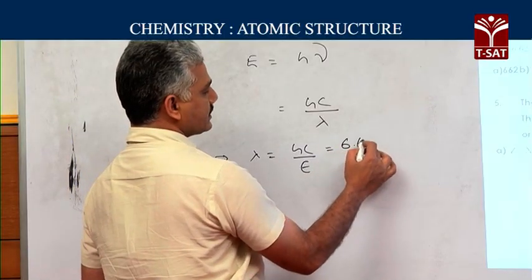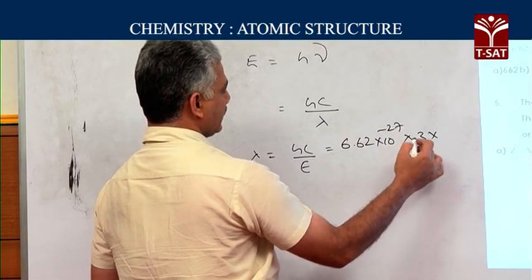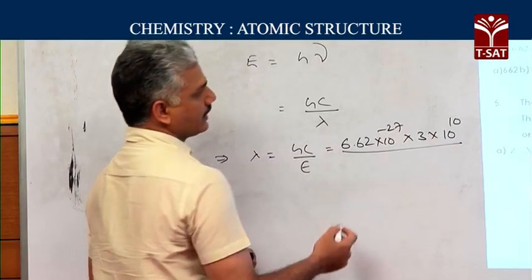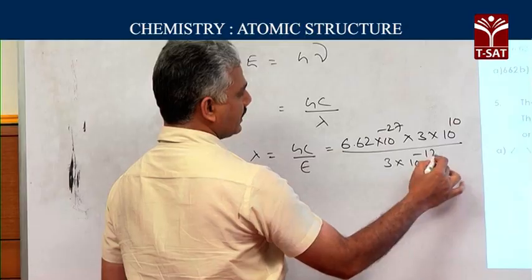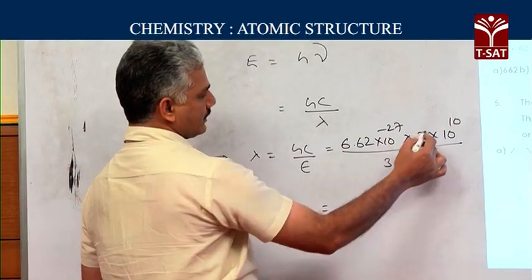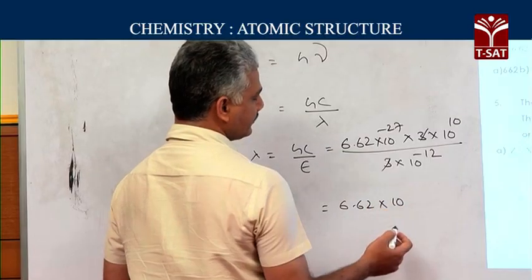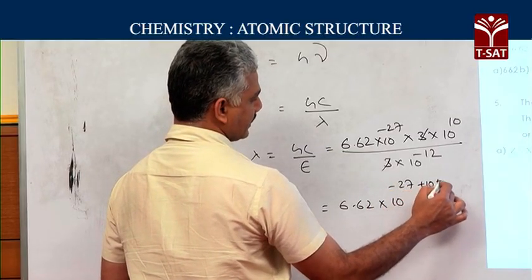In place of h, 6.62 into 10 power minus 27. In place of c, velocity of light, 3 into 10 power 10. In place of energy, 3 into 10 power minus 12. So, this comes out to 6.62 into 10 power minus 27 plus 10 plus 12.